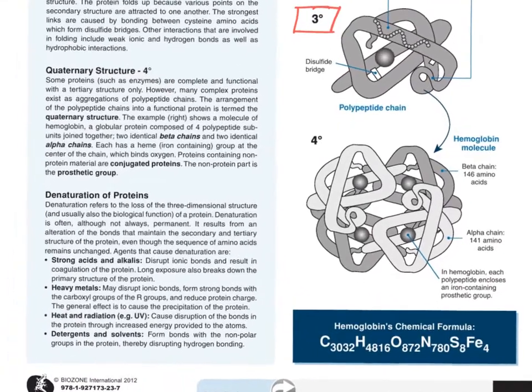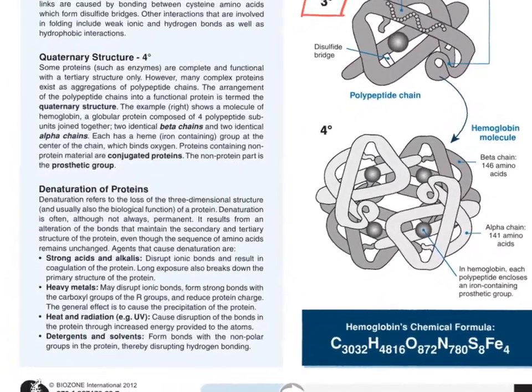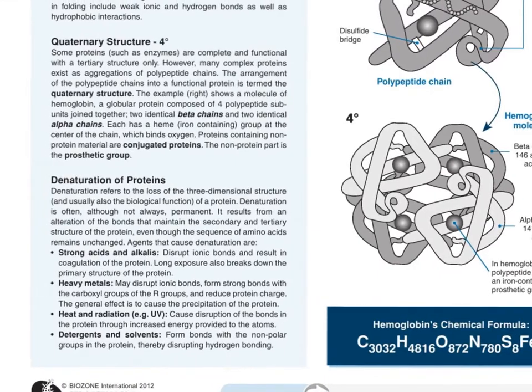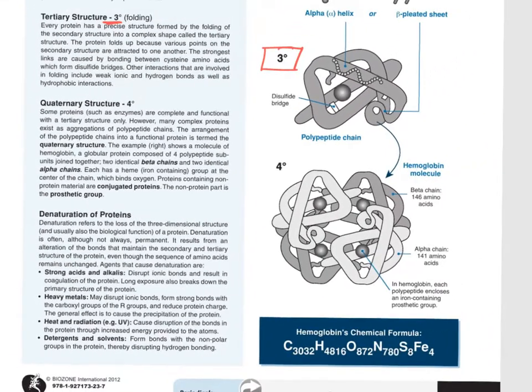So alpha and beta chains. 2 identical alpha chains, 2 identical beta chains. This is called the quaternary structure. What is a quaternary structure? It's a structure or a shape that's made by the interaction of more than one polypeptide. So this shape, you see, is dependent on this shape, right? If this shape is different, then this thing is different.